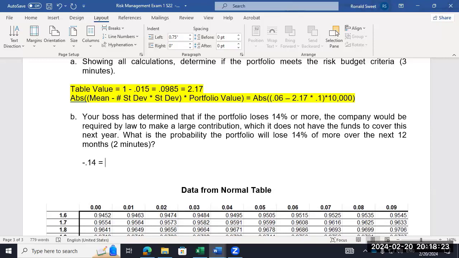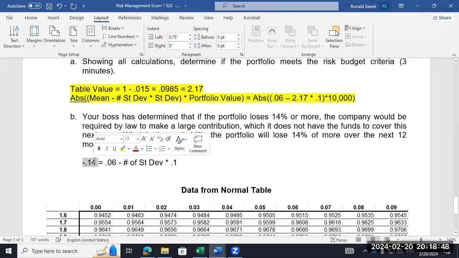So what is the mean here? It's 0.06 minus the number of standard deviations times 0.1. All right. And what are you searching for here? We're asking for our probability. If you're asking for our probability, what are you looking for? You're looking for the number of standard deviations. If someone asks what's the probability, then they're going to give you a number to put on the left side. And the thing you're solving for now is the number of standard deviations. Okay.